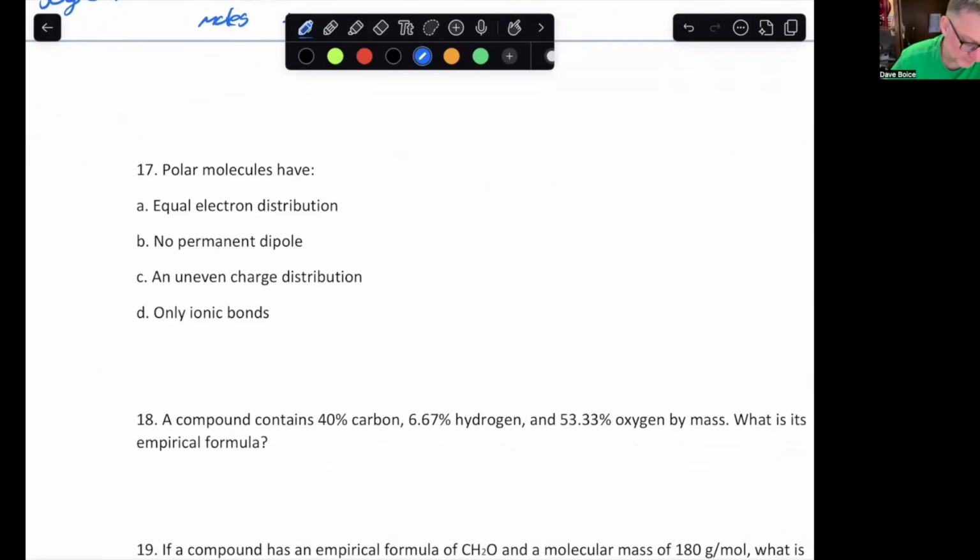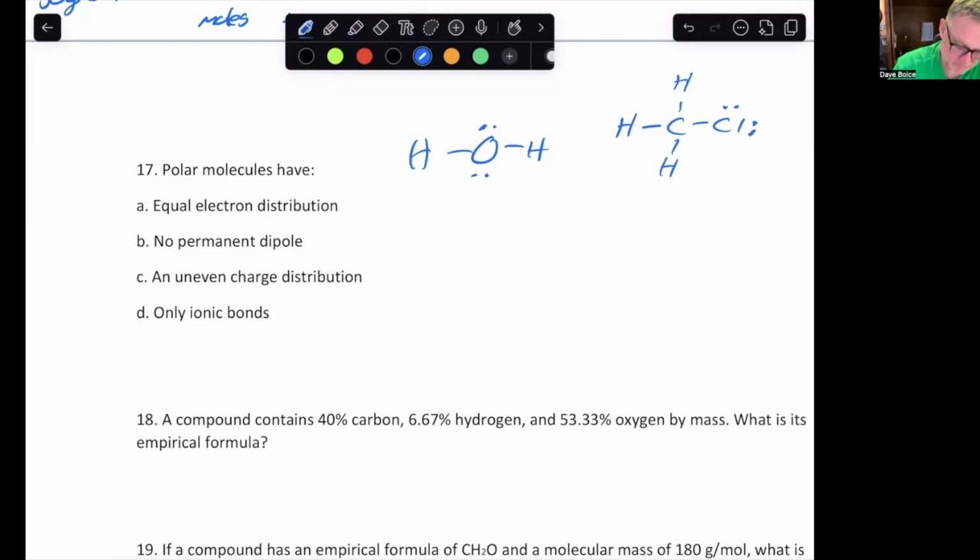Okay, polar molecules, what do they have? Well, for example, again, we know water is very polar. And if you draw it like this, it sort of looks symmetrical. But let's just take a look here. Let's pick another one too. Okay, so do polar molecules have an equal electron distribution? No, that's not the case.